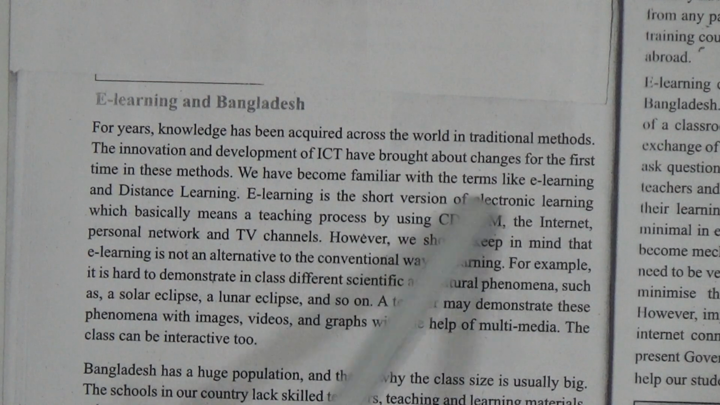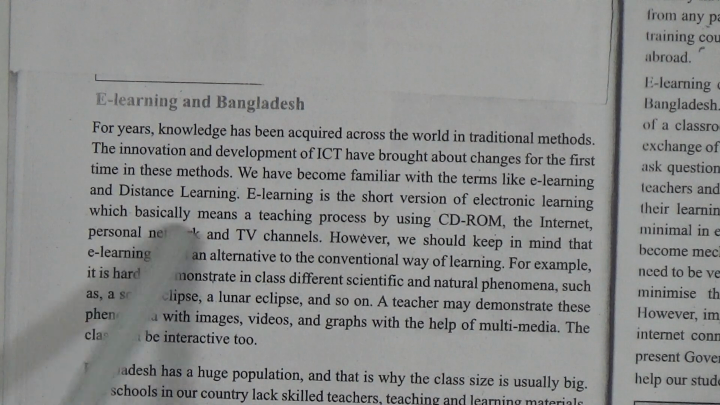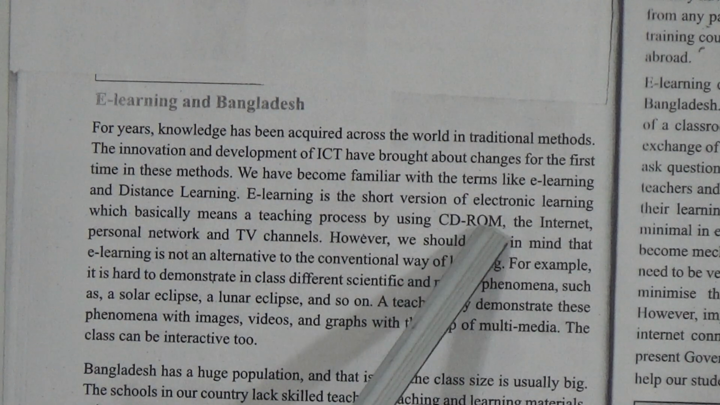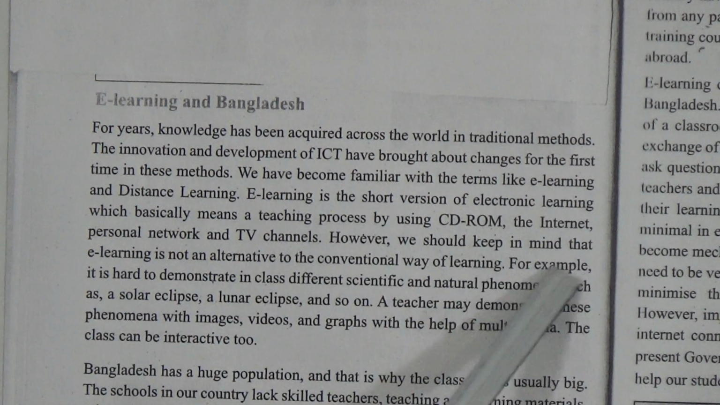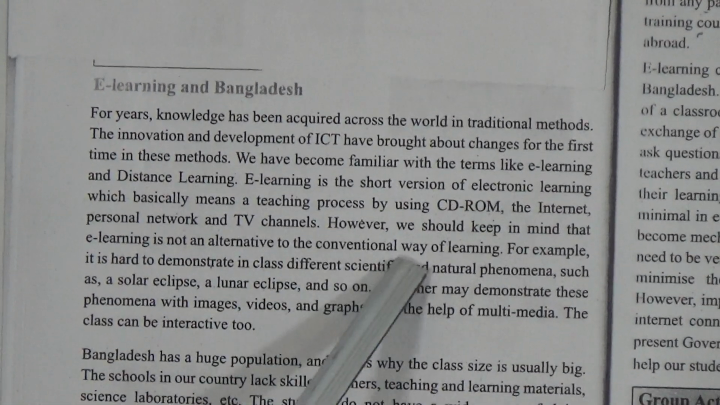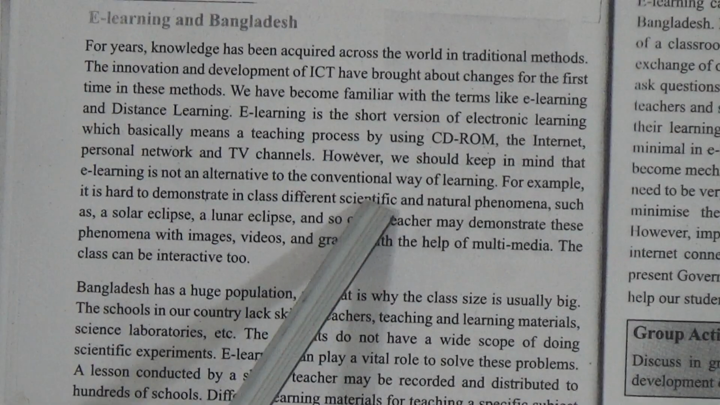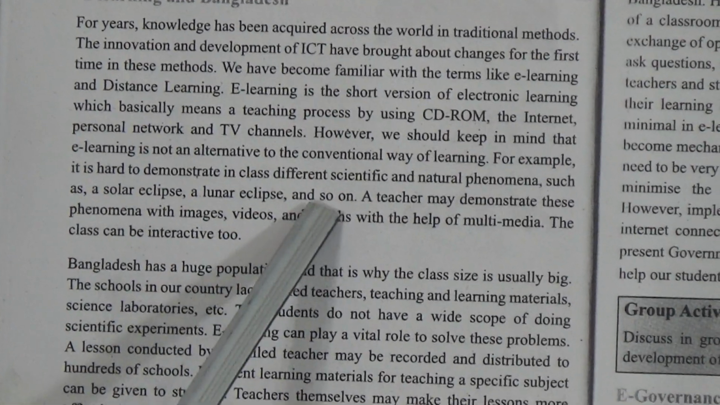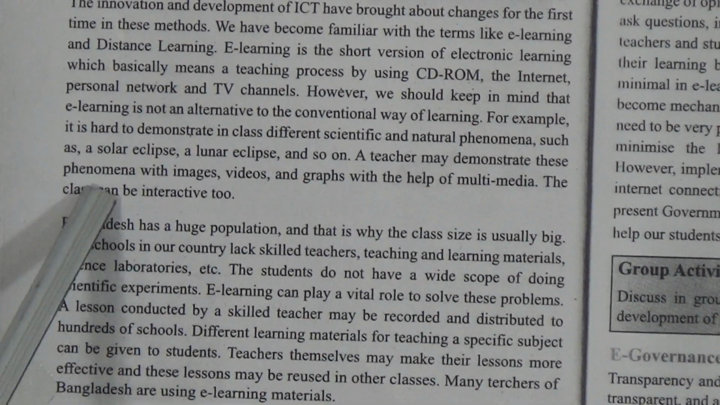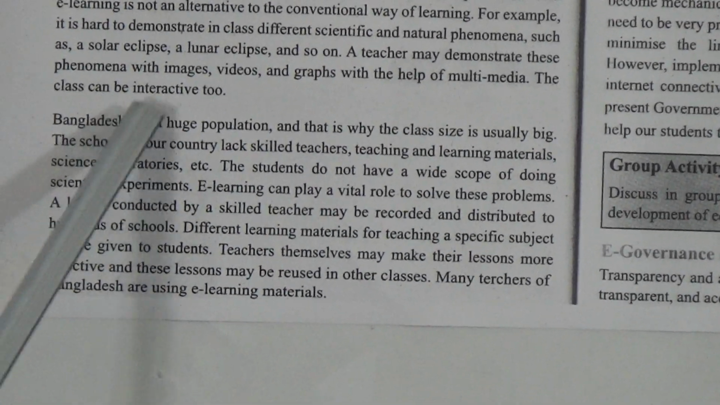We have become familiar with terms like e-learning and distance learning. E-learning is the short version of electronic learning, which basically means a teaching process by using CD-ROM, the internet, personal network and TV channels. However, we should keep in mind that e-learning is not an alternative to the conventional way of learning. For example, it is hard to demonstrate different scientific and natural phenomena such as a solar eclipse, a lunar eclipse or so on. A teacher may demonstrate these phenomena with images, videos and graphs with the help of multimedia. The class can be interactive too.